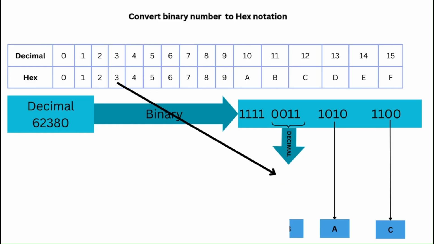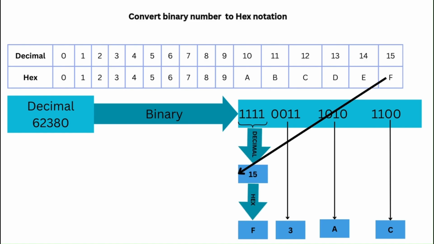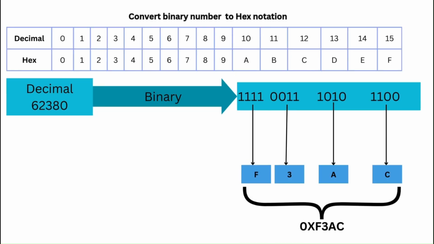So I will go to the last chunk. It is 1111, four ones, which is 15 in decimal. In hexadecimal, you can say it is F. So like this, you can convert any binary numbers into hexadecimal numbers.